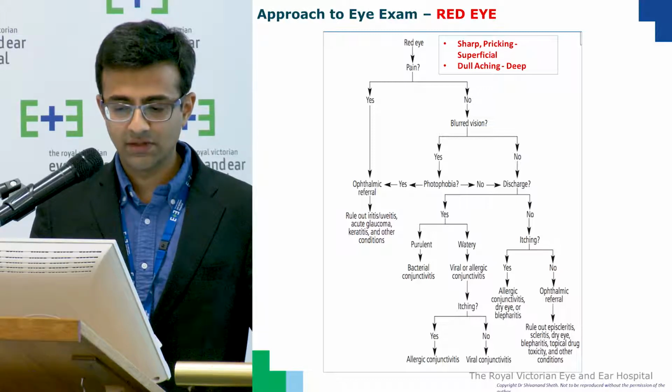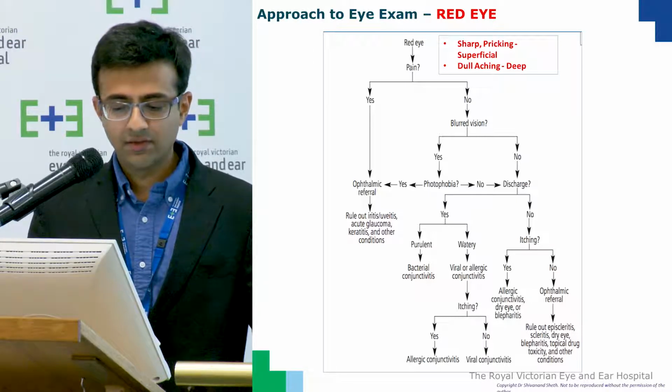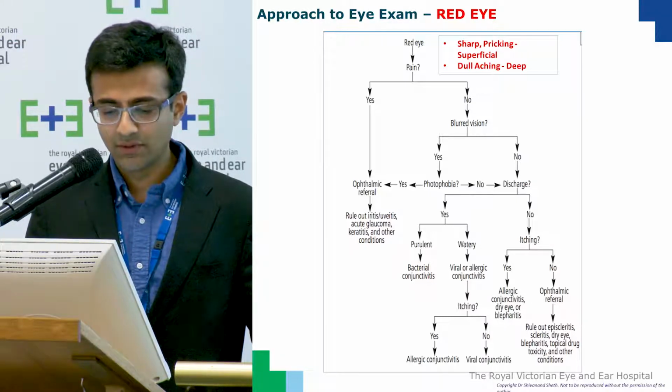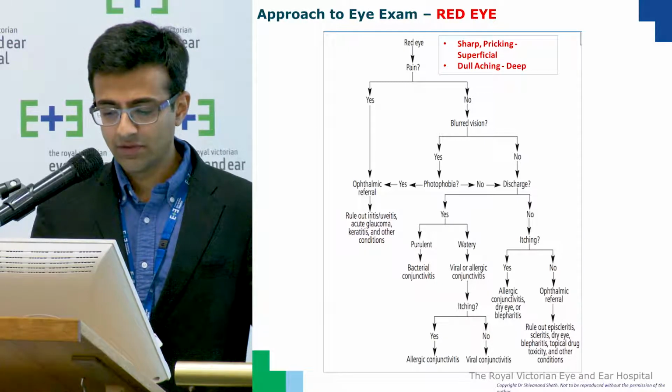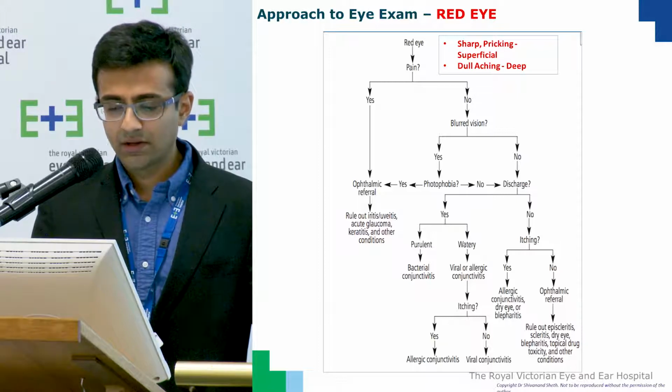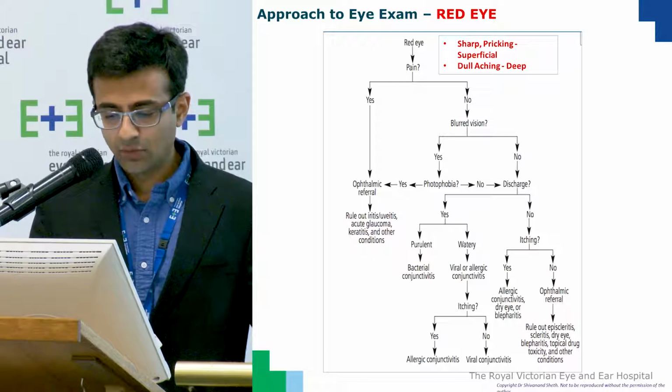So second question: if he says no pain, do you have blurry vision? He says yes, I do have blurry vision. Do you have light sensitivity? If he says yes, then send them to us, because few structures in the eye are light sensitive. If he says I don't have blurry vision, then he comes into this category. So he doesn't have pain, blurry vision, or photophobia.